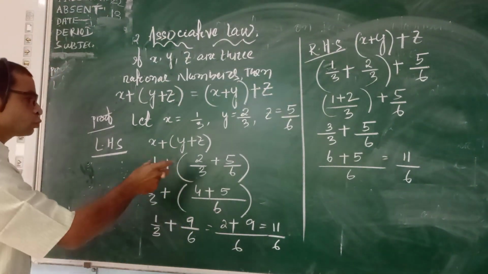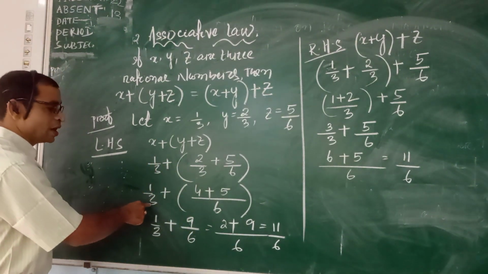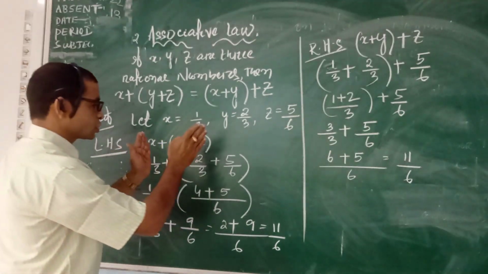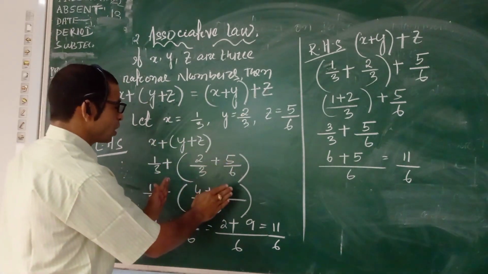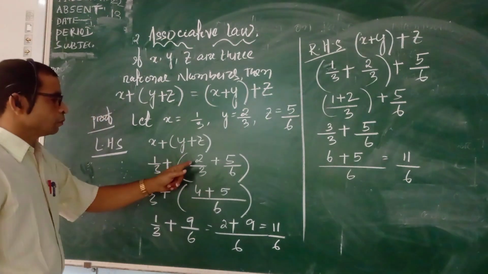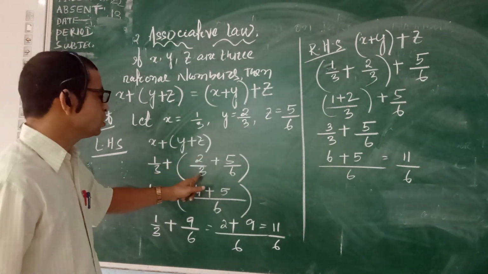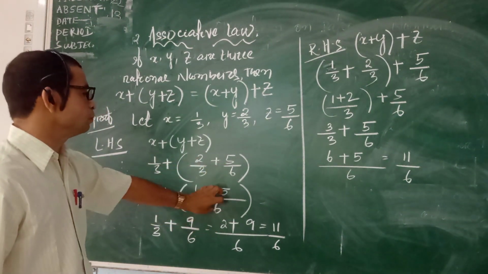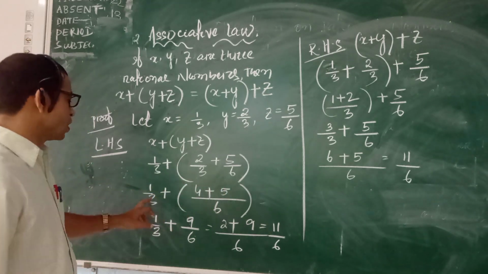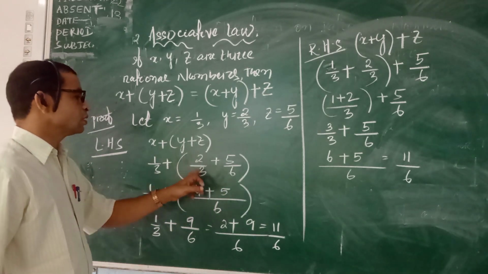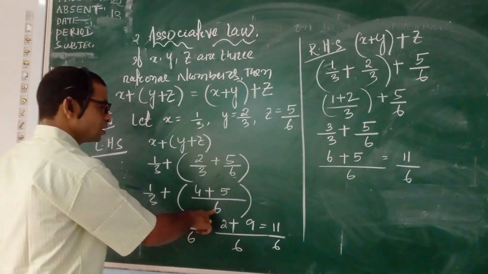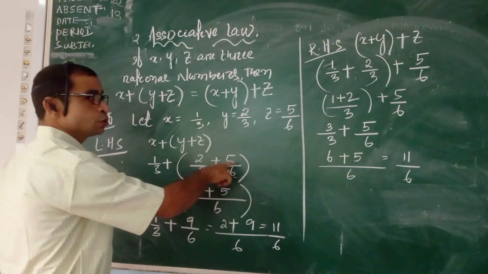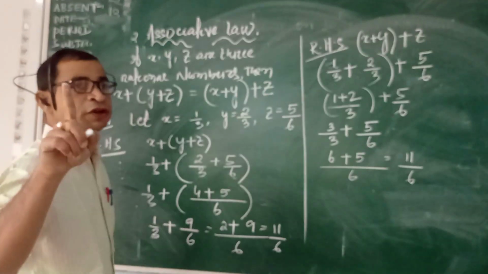Now after this, what to do? 1 by 3 will be as it is. Now we solve the bracket first. What is given in the bracket? 2 by 3 plus 5 by 6. So let us complete this work first. 1 by 3 will be as it is, and 2 by 3 plus 5 by 6. So what is the LCM of 3 and 6? 6. Always you will consider the LCM of the denominators.